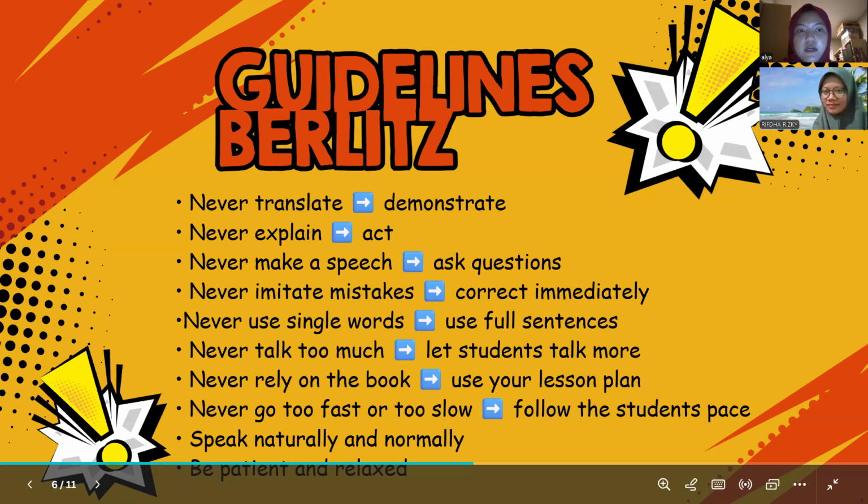Next, never talk too much but let students talk more. Shift focus to student-centered learning where the learner practices actively. So next, never rely on the book but use your lesson plan. Encourage teachers to be flexible and adapt to learners rather than follow a textbook rigidly. Next is never go too fast or too slow, but follow the student's pace. Ensure students can keep up without feeling lost or bored.